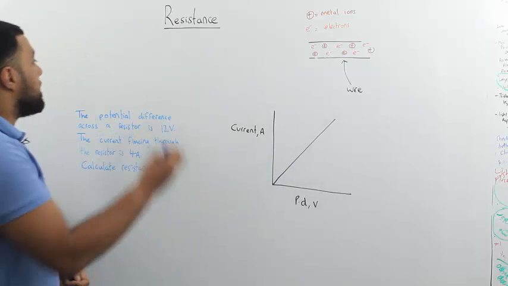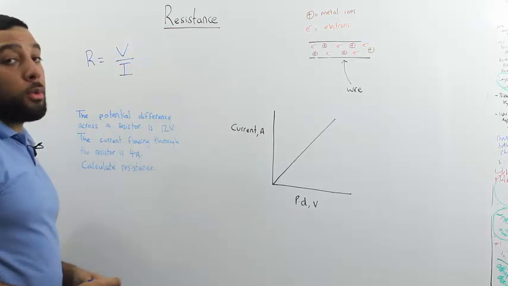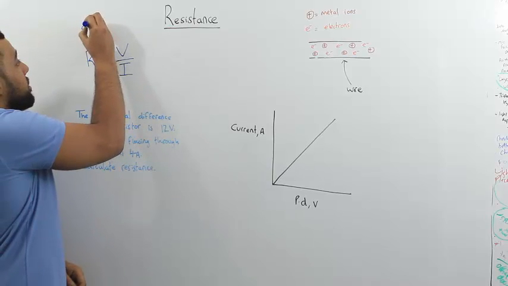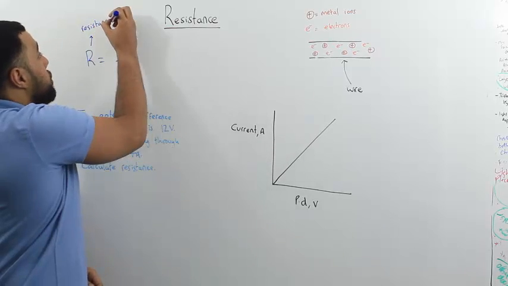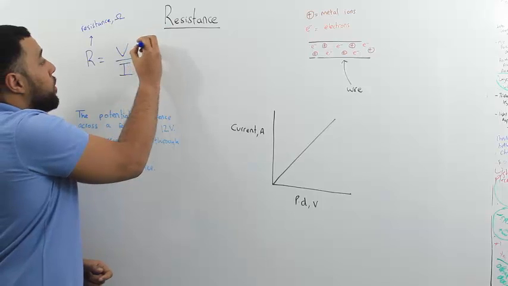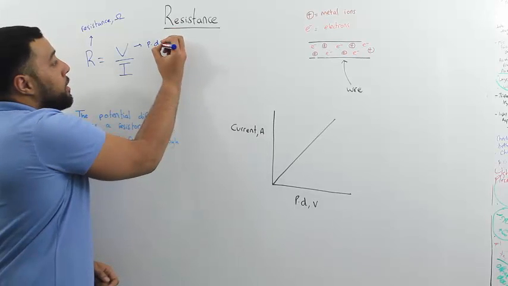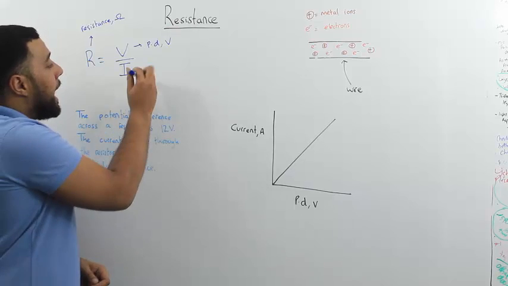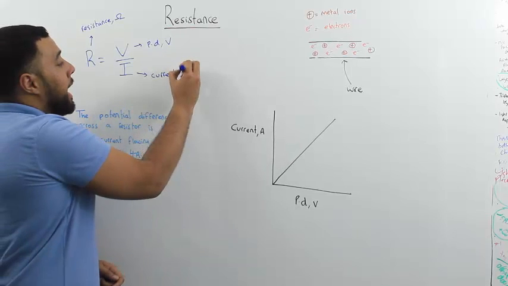We can define resistance using the following equation, where R stands for resistance, and we measure resistance in a unit called ohm. V stands for potential difference, and you should remember from previous videos we measure potential difference in a unit called volts. The I stands for current, and we measure current in amps.